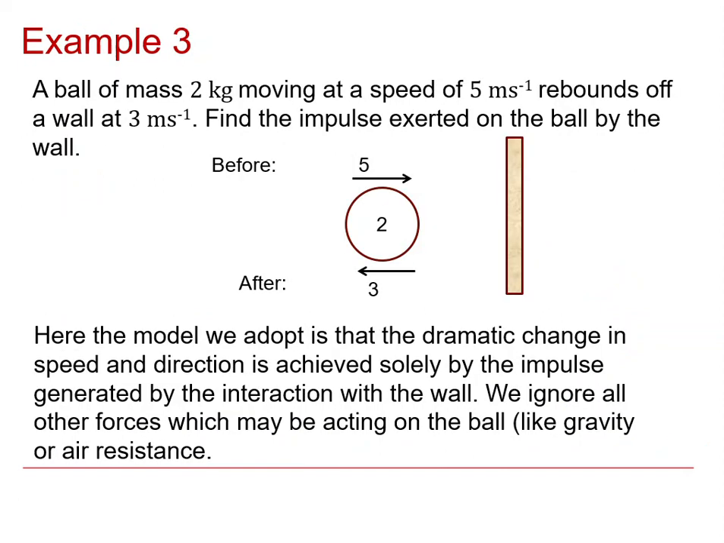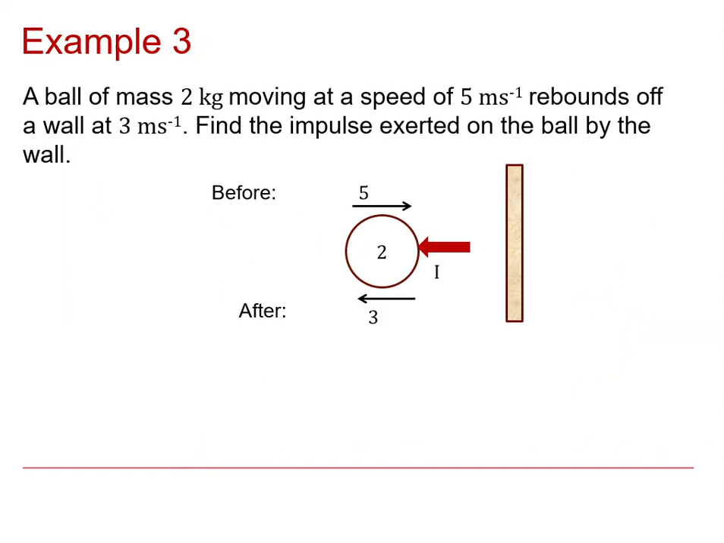So let's now consider an impact of a ball with a wall. We've got an incoming speed of 5 and an outgoing speed of 3. And because of what we just said, we don't need to consider gravity or anything else, because the impact will all be in 0 time when nothing else can have an impulse. So the model we adopt for the dramatic change is that speed and direction is achieved solely by the impulse generated by the interaction with the wall. We ignore all other forces which may be acting on the ball, like gravity or air resistance, before or after the collision. So there we have a diagrammatic representation.